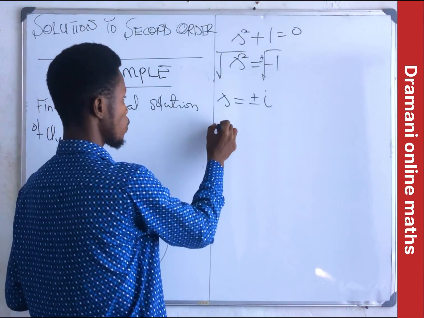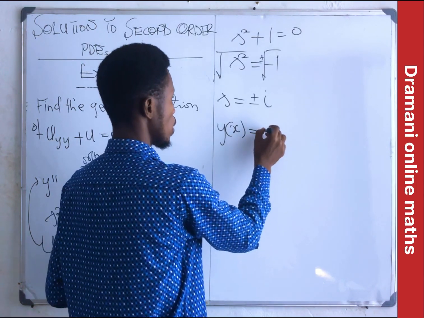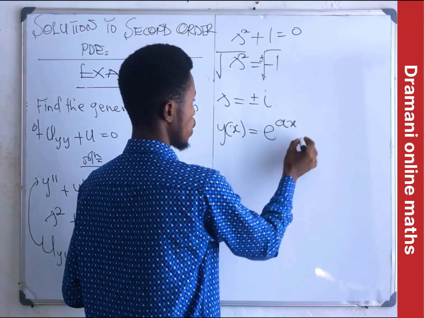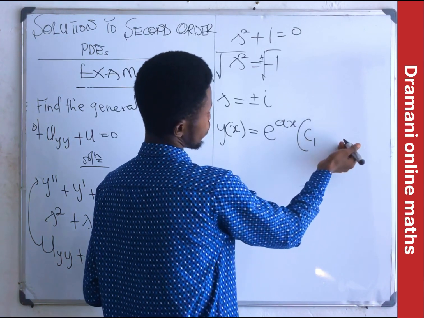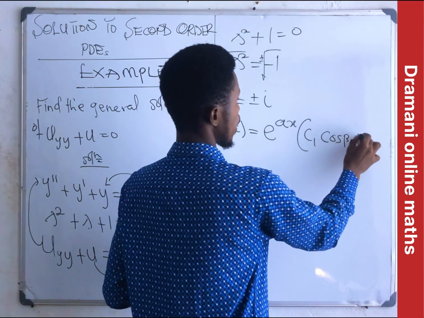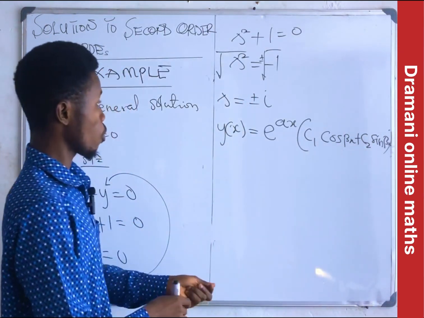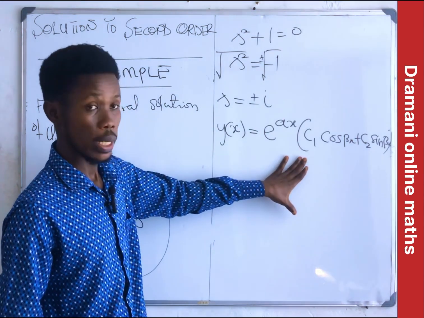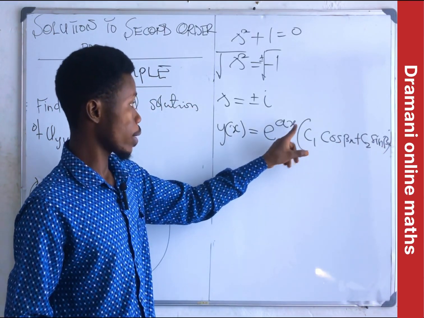For the ODE, the formula is given as u(x) equals e to the power alpha x, bracket open, C1 cos beta x plus C2 sine beta x. So this is the formula when it comes to the ODE. This one belongs to the complex numbers. So C1 cos beta x plus C2 sine beta x, and e to the power alpha x is multiplying all this.